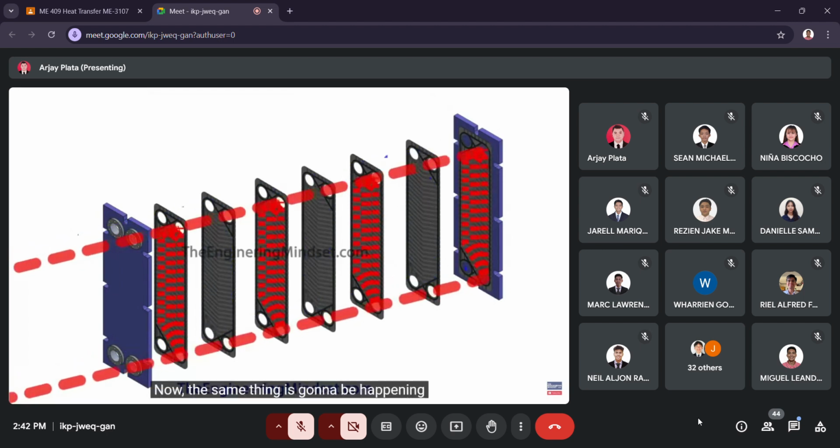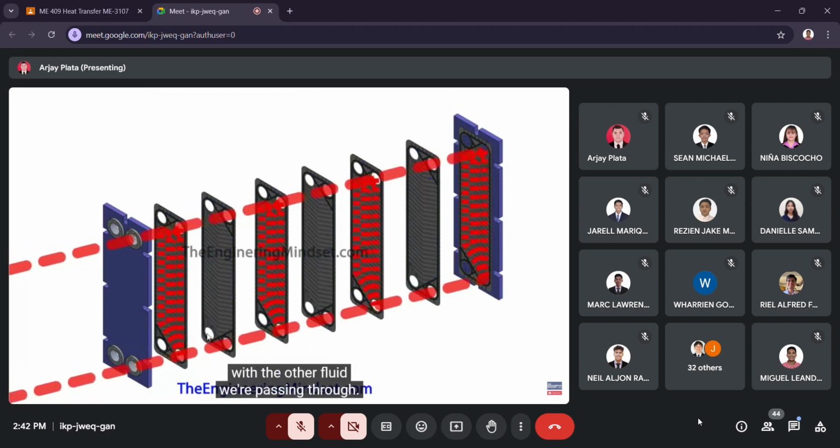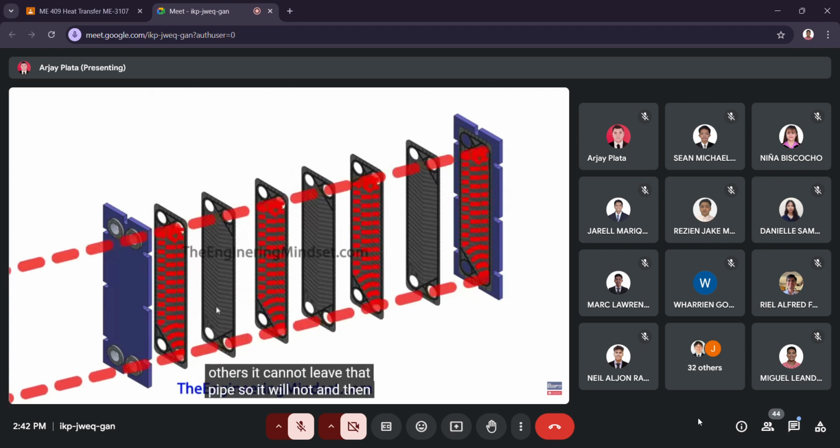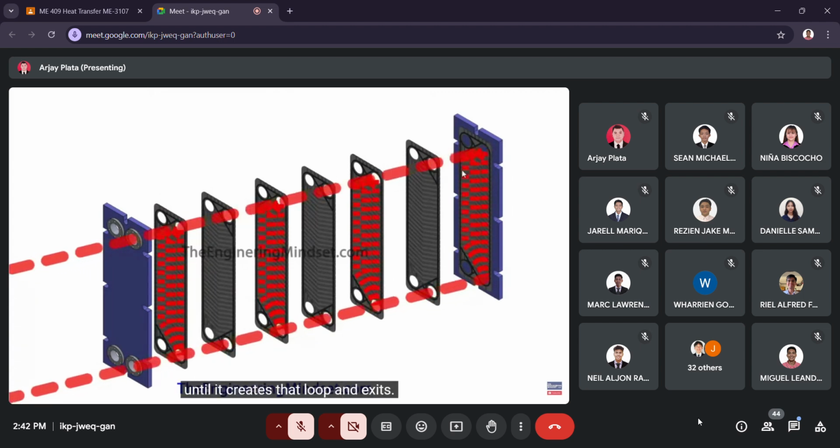Now the same thing is going to be happening with the other fluid we're passing through. So you can see here we're passing a hot fluid through, and this one is entering through the bottom port, coming along. It's getting to the plates. Some of them it can pass through, so it will. Others it cannot leave that pipe, so it will not. And it will just pass through all the way until it creates that loop and exits.